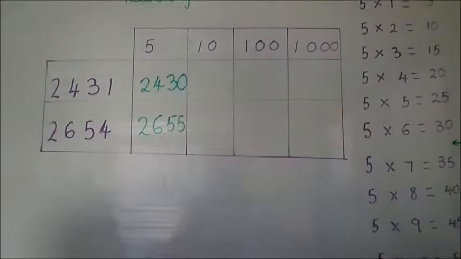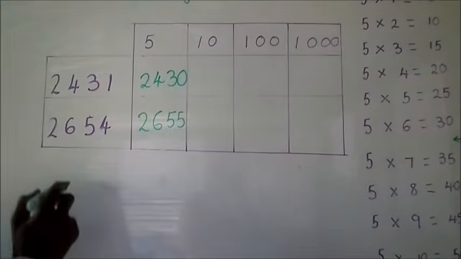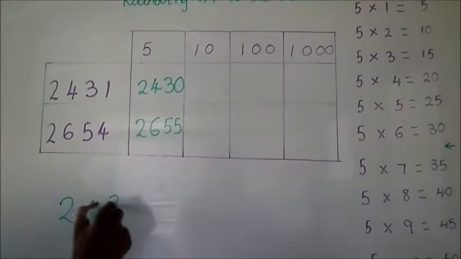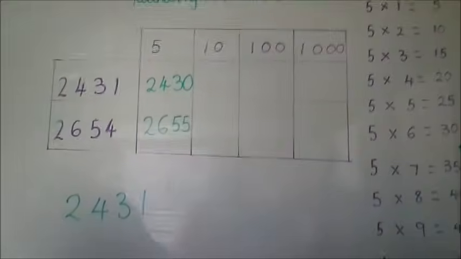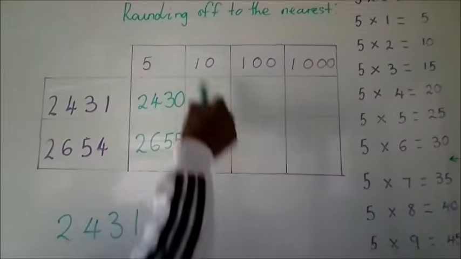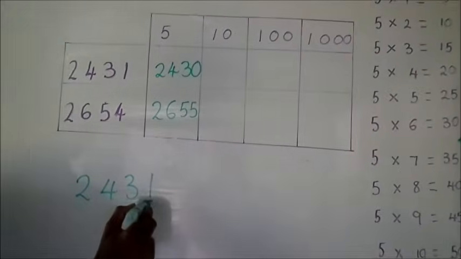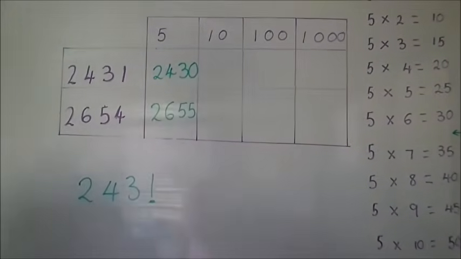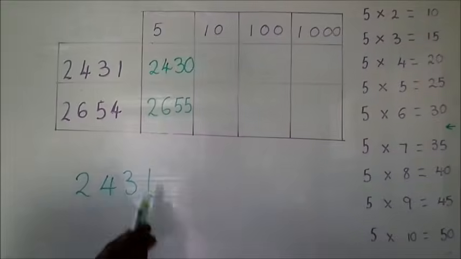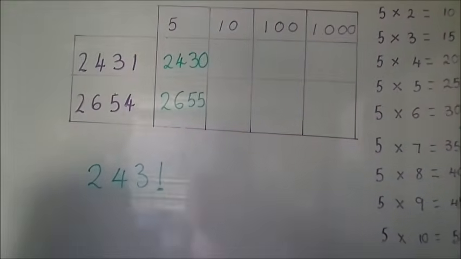Let us round off to the nearest 10, using the same sum, 2431 to the nearest 10. In an easy way, just look at the number of zeros that 10 has. 10 has 1 zero, so always start with the units. Just look at this 1 digit and always underline. Remember, whatever you underline is going to become a 0.